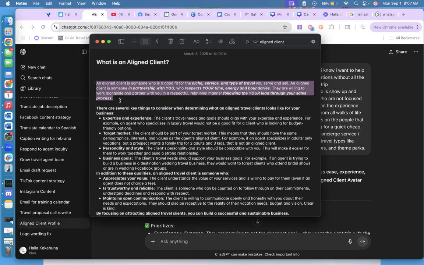And an aligned client is someone that's going to be in partnership with you, who respects your time, energy, and boundaries. Because we all know we have those clients that will call, text, or email you any time of the day, blow up your phone until you respond. That's not an aligned client. You want someone who is going to respect your time, your energy, your boundaries, what you are doing for them, and when you are able to do it. They're willing to work alongside and partner with you in a respectful, relational manner, following your lead through your sales process because you are the expert here. You are the business owner.